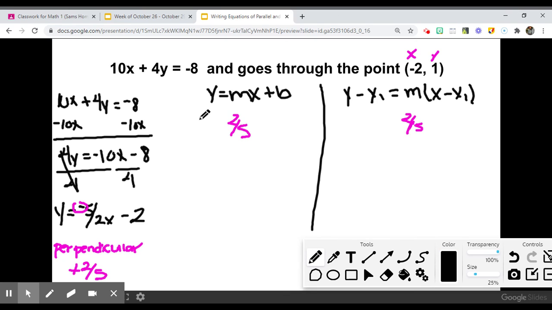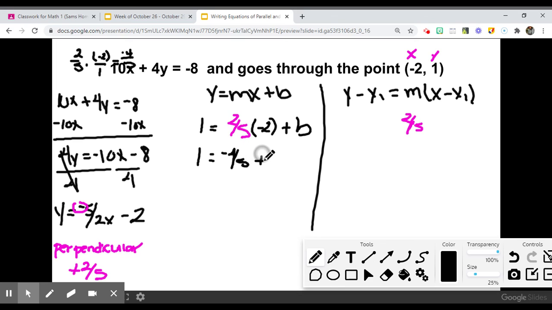So I'm going to be plugging in my y value, which is 1, and then my x value, which is negative 2, and then I am looking for b. So what is happening here with the fractions is 2 over 5 times negative 2 over 1. Okay, so here I have 2 times negative 2, which is negative 4, divided by 5. I'm going to just go ahead and leave that as a fraction. So this is equal to, again, negative 4 over 5 plus b. And then solving, we're going to add 4/5 to both sides.